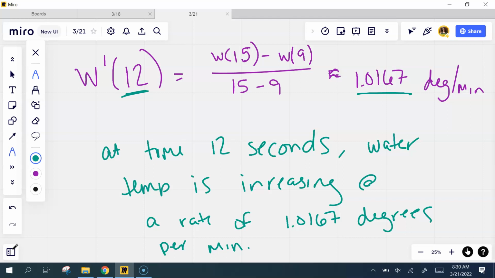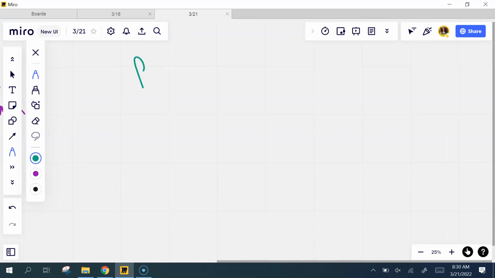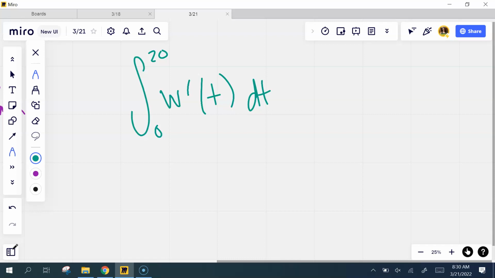Part B, use the data in the table to evaluate the integral from 0 to 20. I was amazed at how little I used my calculator on this, it wasn't a calculator question. The integral from 0 to 20 of the derivative. Using correct units, interpret the meaning. So if I'm doing the integral of the derivative, it's area under the curve, that's right. But what I'm really doing is, from 0 to 20.